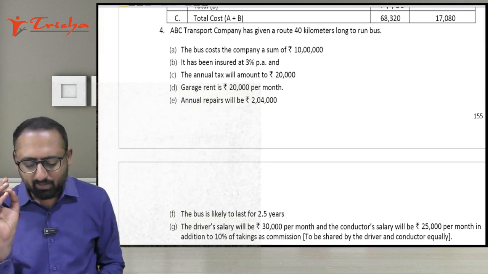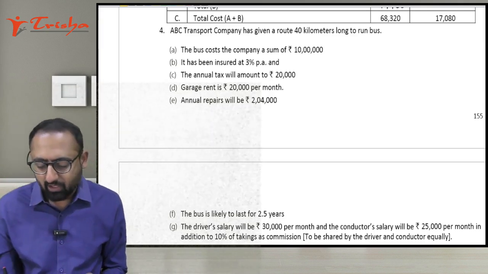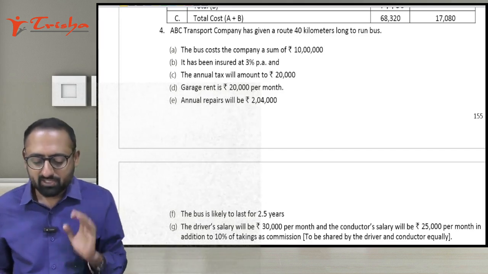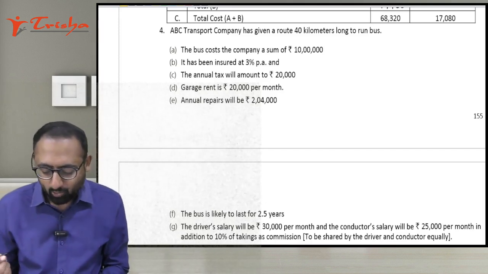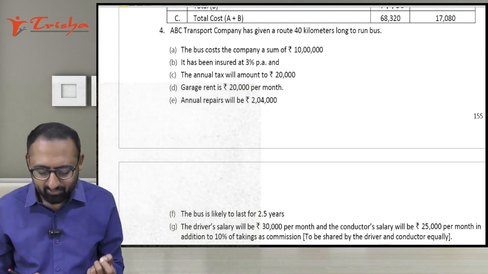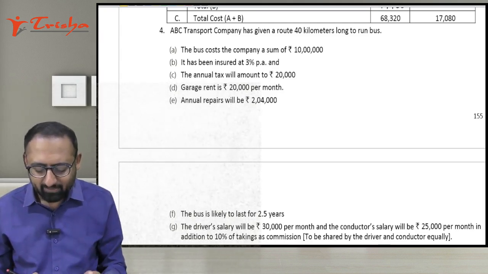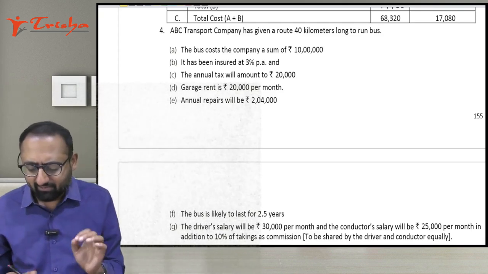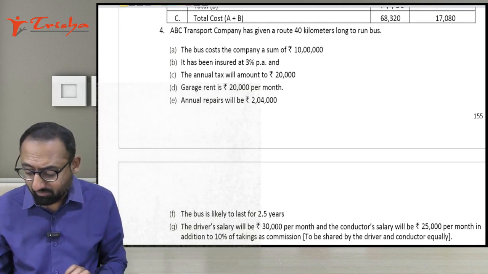ABC Transport Company has been given a 40 kilometer long route to run a bus. Now it is an example of the bus. The bus cost the company 10 lakh rupees. Insurance is 3%. Annual tax will be 20,000. Garage rent, annual repair. The bus is likely to last for 2.5 years. The driver salary will be 30,000 per month. Conductor salary will be 25,000 per month.